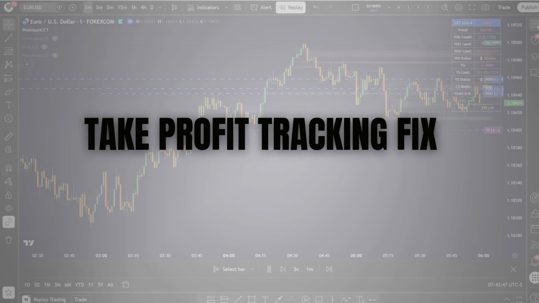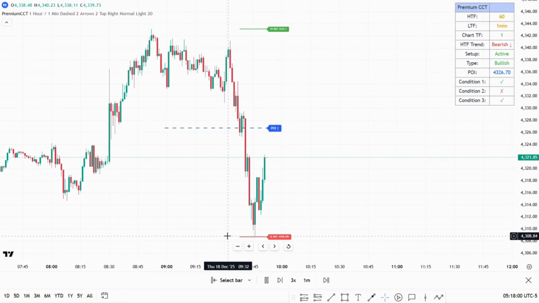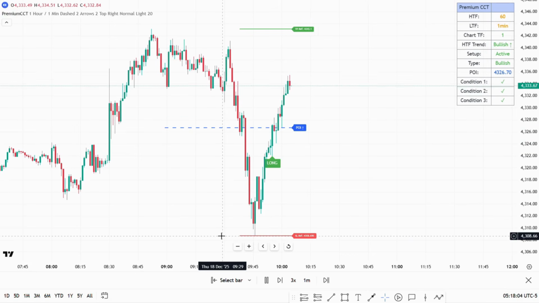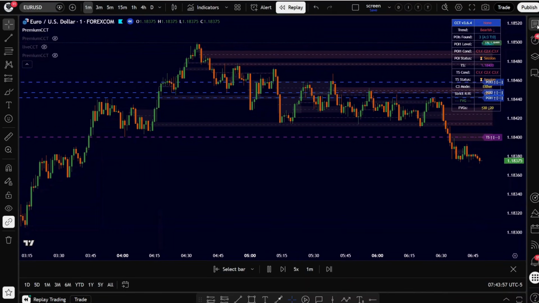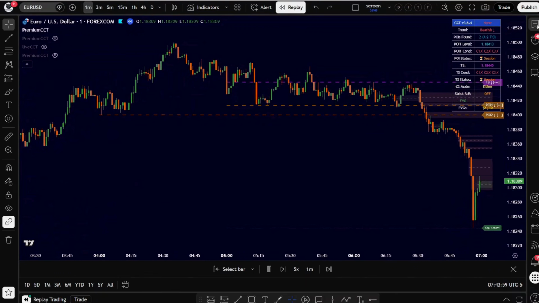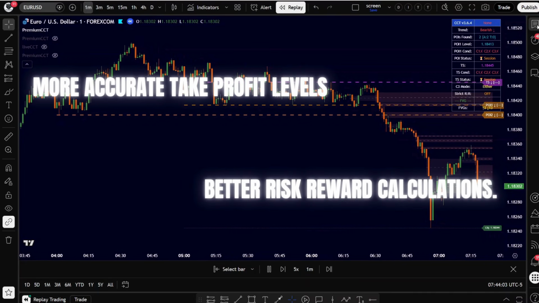The fifth update is a take profit tracking fix. In previous versions, dynamic take profit only updated during session bars. This has been fixed in 3.6. Dynamic TP now updates on all bars, whether you're in a session or not. The impact is more accurate take profit levels and better risk-reward calculations.